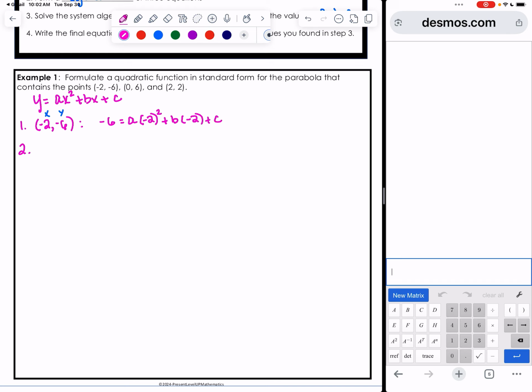And then number 2, now we're going to use the point (0, 6). So this time we'll plug in a 6 for the y and a 0 for each x. So a times 0 squared plus b times 0 plus c. Now we'll take the third point, (2, 2), and we'll substitute a 2 for the y and a 2 for each x.